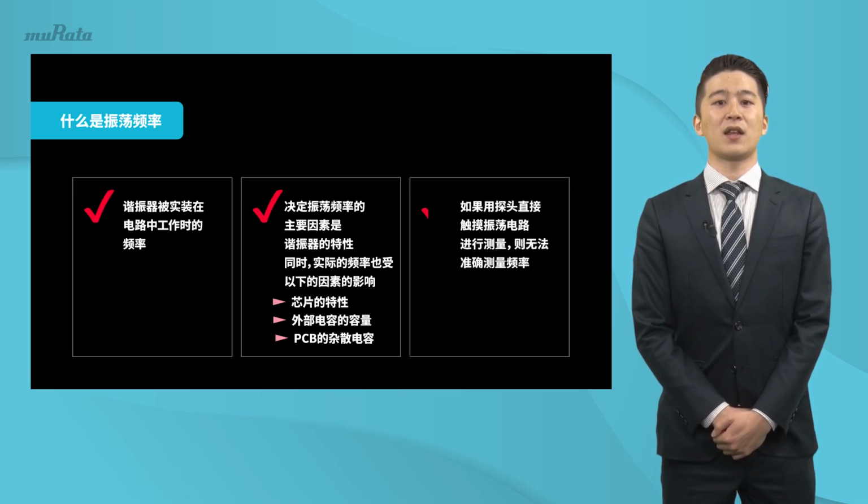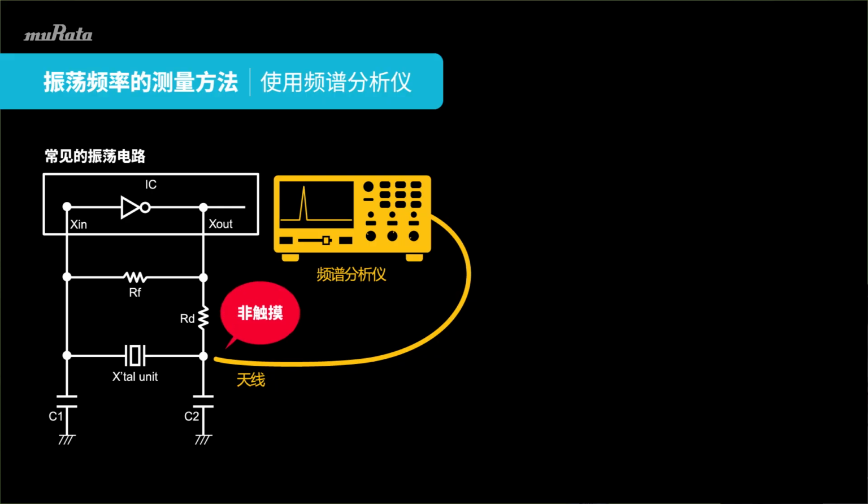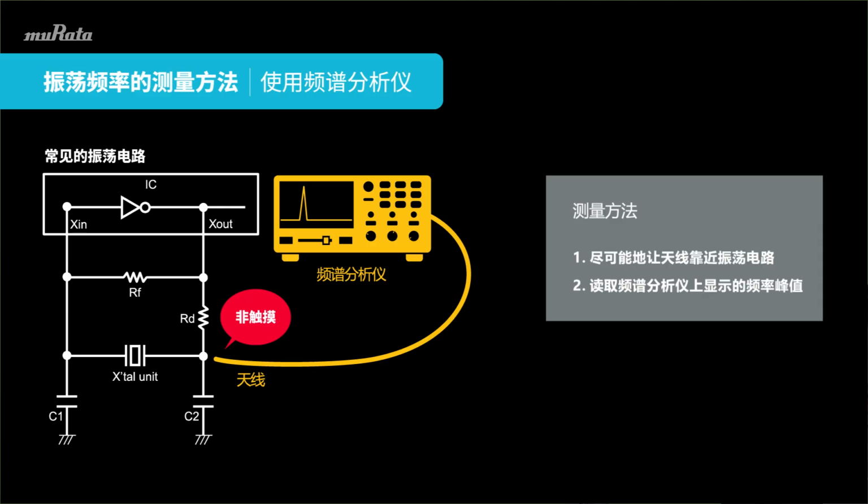If you directly touch the oscillation circuit with a probe, the oscillation frequency cannot be measured accurately, so non-contact measurement is important. When measuring the oscillation frequency, measure directly with a spectrum analyzer or a frequency counter. When using a spectrum analyzer, pick up the signal of the oscillation circuit with a non-contact antenna and read the peak frequency of the observed value that appears on the screen.